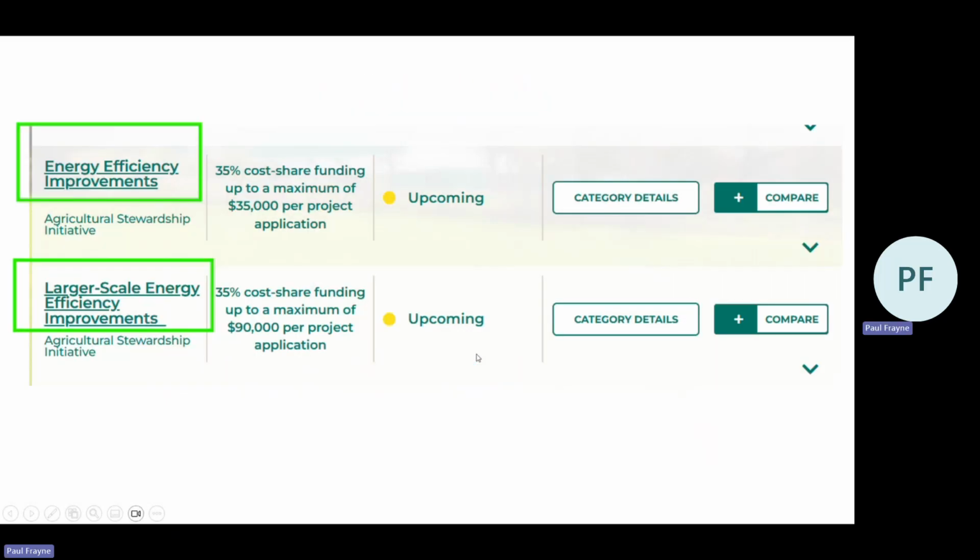Where to find the energy worksheet? The energy worksheet for the Energy Efficiency Improvements Project, or the larger scale Energy Efficiency Improvements Project, is found on the program guide for the Agricultural Stewardship Initiative intake. Ensure that you select the correct project category.